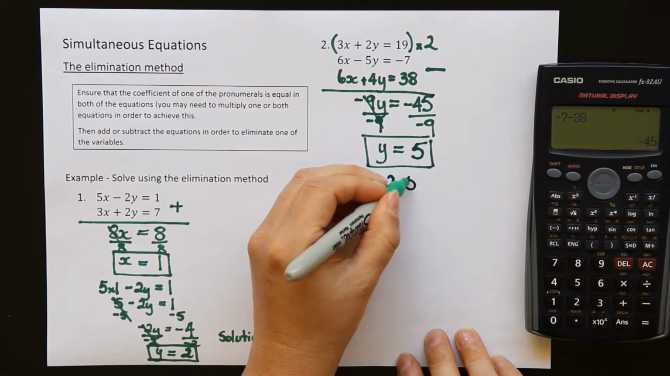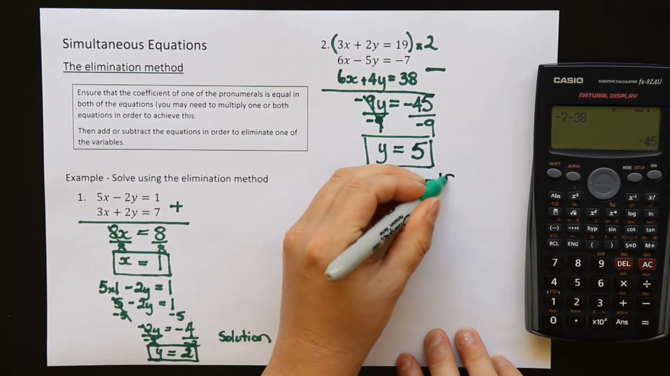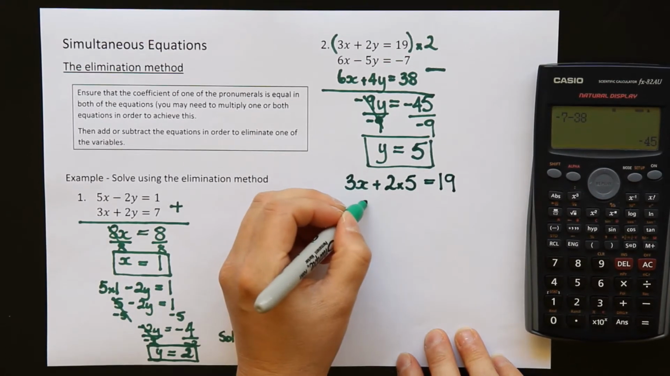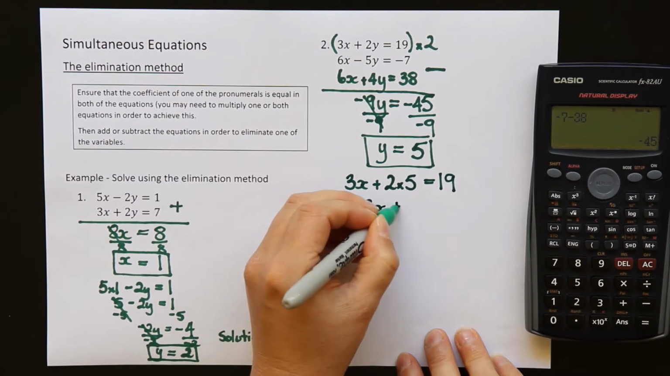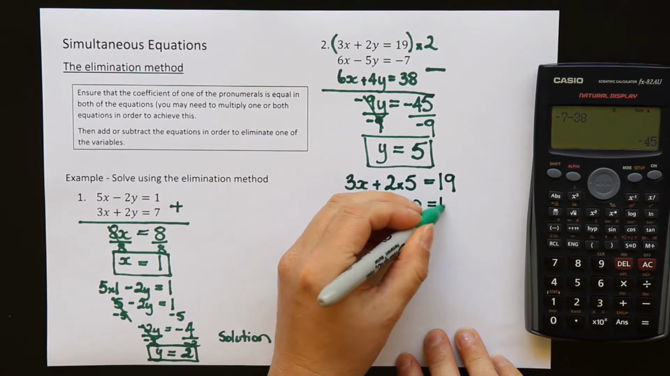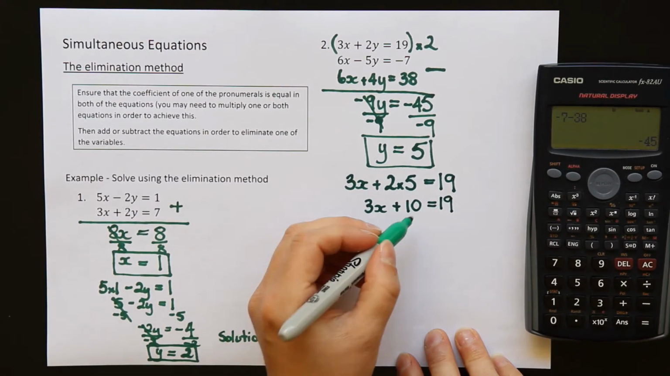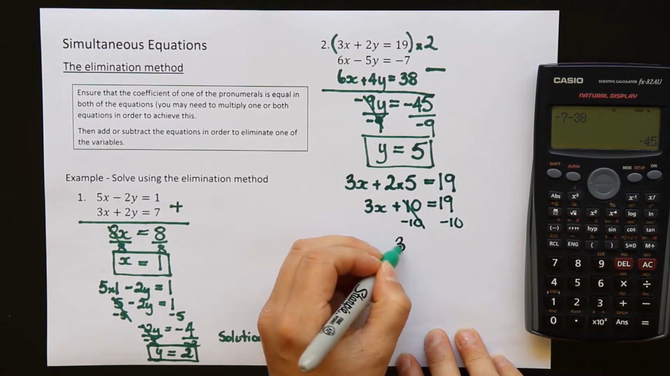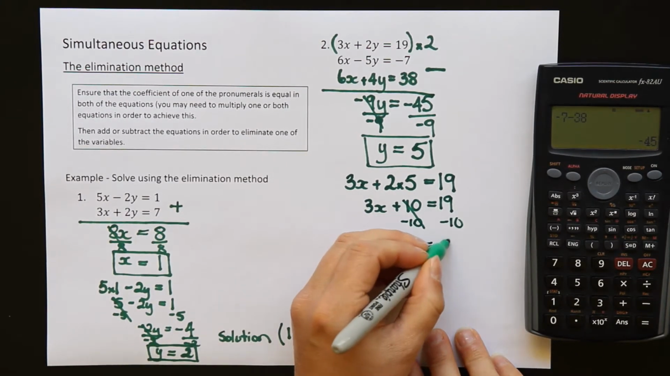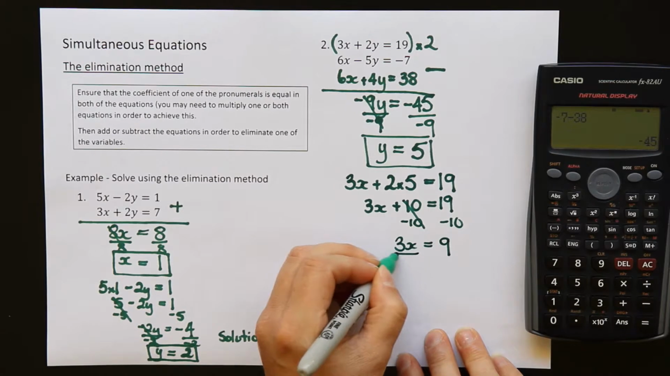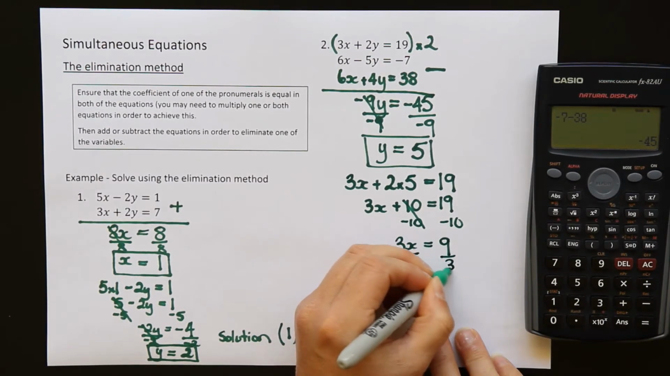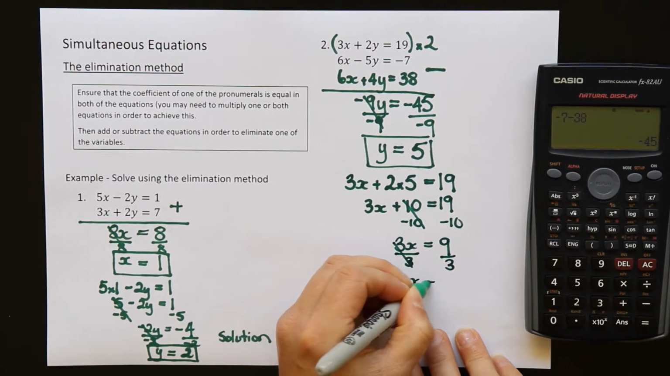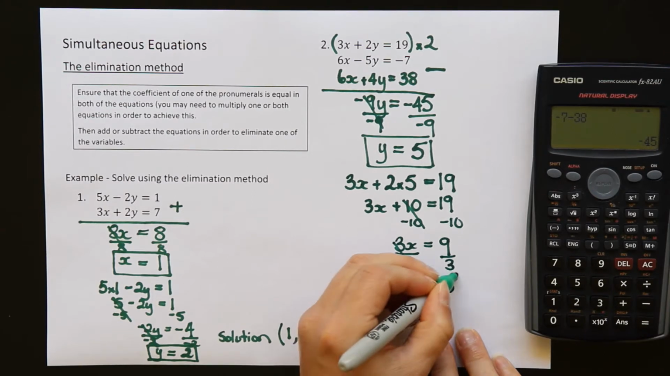So 2 times 5 is equal to 19. Now let's just times the 2 times 5 to make 10. And then we can solve our equation. Subtract the 10. 3x is equal to 9. And then I need to divide by 3 to get the x by itself. X is equal to 9 divided by 3, which is 3.